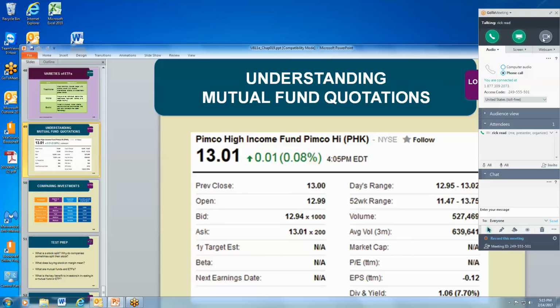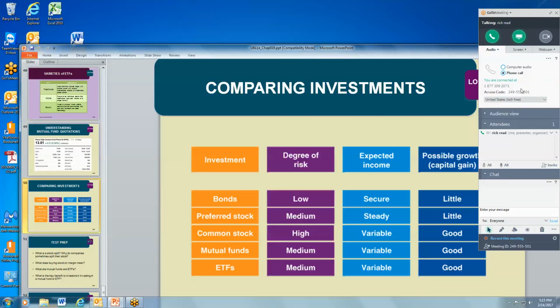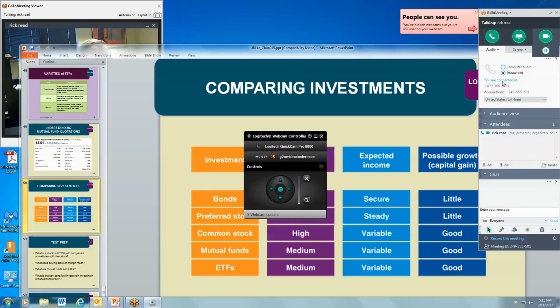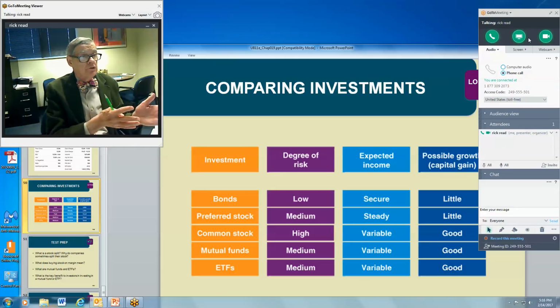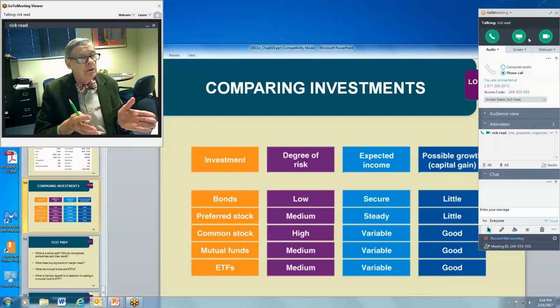Then what we're going to do next is to look at the final figure that I wish to discuss with you in this particular chapter, and that is comparing investments. This is not something that I'm going to spend time reading to you because it's pretty self-explanatory. You need to determine the investment on the left-hand side as you look at it. You need to determine your level of risk, then what you're looking for in income, and then whether or not you're going to have some growth there, otherwise known as capital gain.